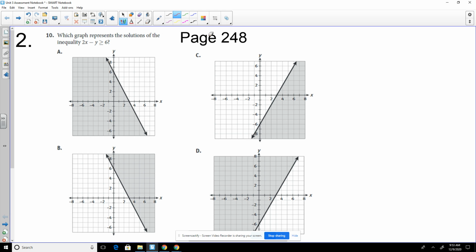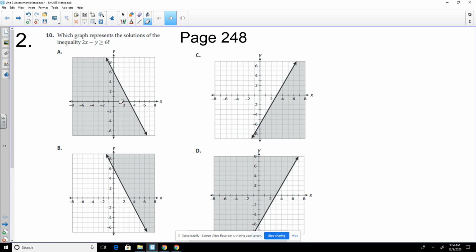Okay, this problem is on page 248 in your book. And it's number 10 on 248. When you print out the slides, it's going to be a little small, but here is the problem, okay? If you need to look it up in your book, you can. So which graph represents the solutions of the inequality 2x minus y is greater than or equal to 6? And you're given 4 graphs.